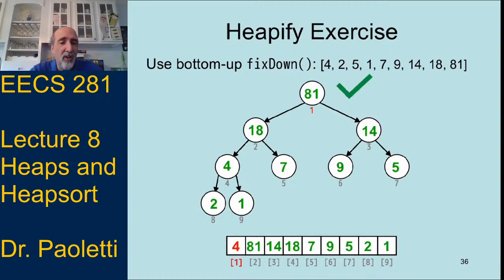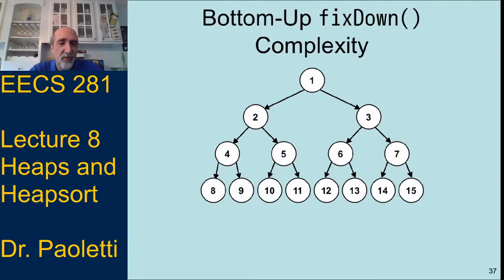All right, index 1, fix down. Check with your children. Swap with the highest priority child. Index 2, check with your children. Swap with the highest priority child. Index 4, check with your children. You're okay with respect to your children. Fix down is done. All right, so we've restored the heap property in both views.